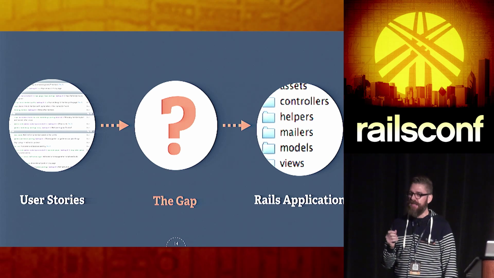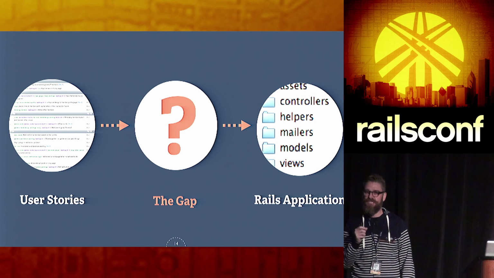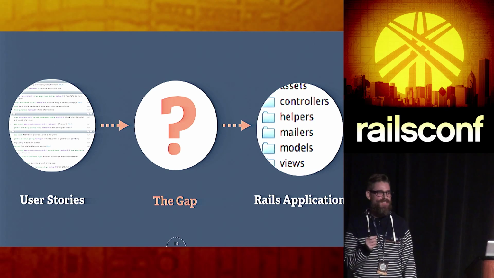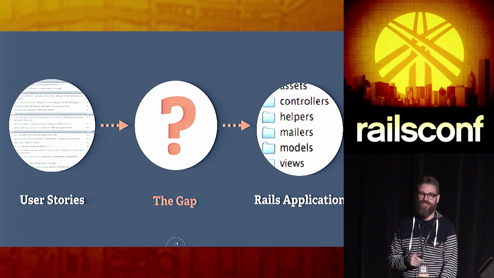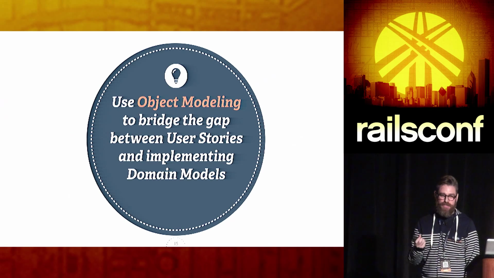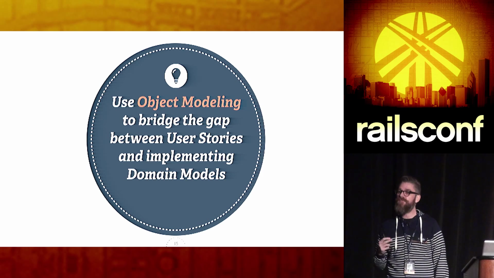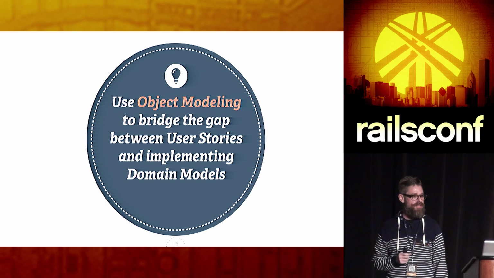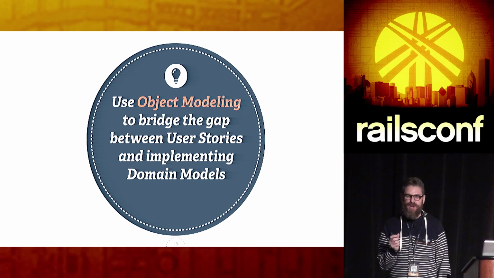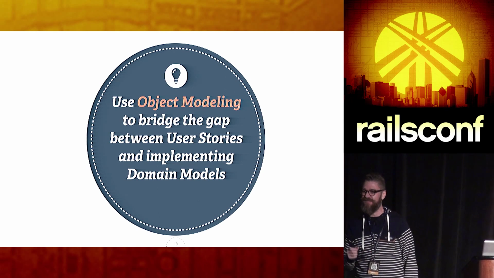I think as Rails developers, we kind of lack a language in terms of talking about domains. Normally, we talk about domains in the form of associations and has many and belongs to. Object modeling is a practice, and these 5 basic skills will help us bridge this gap between user stories and implementation.